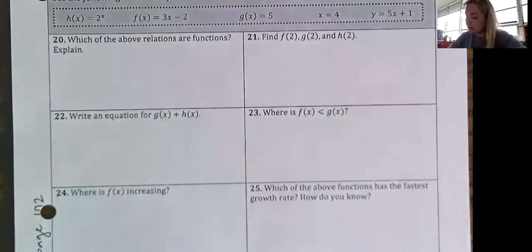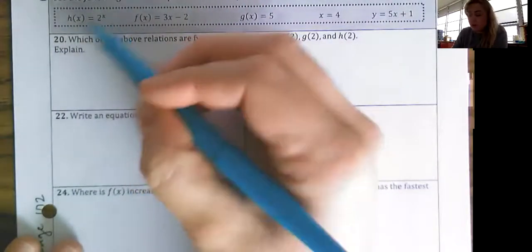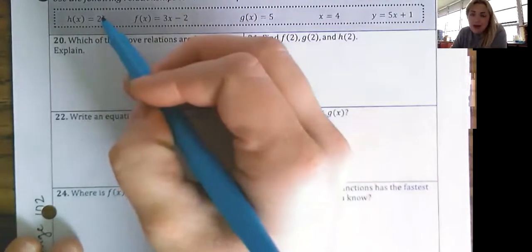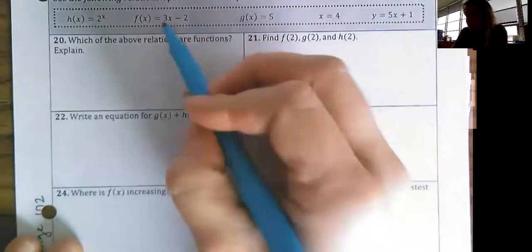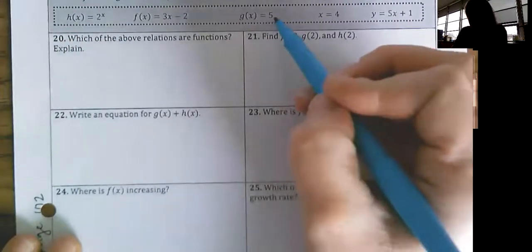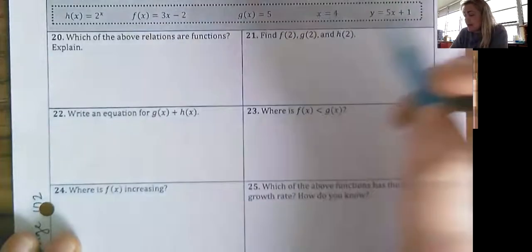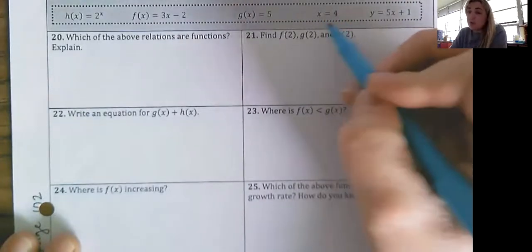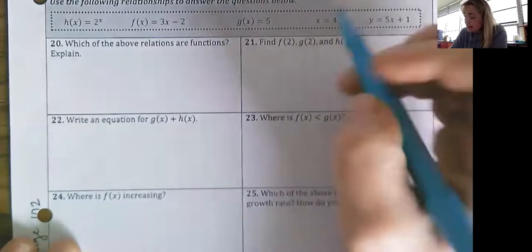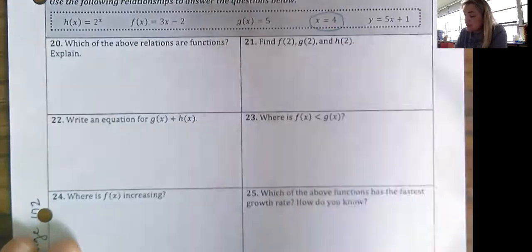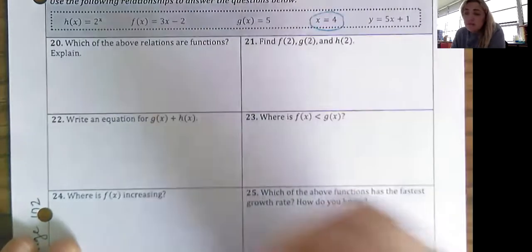Okay, on problem number 20, explain which of the above relations are functions. All of these are functions when every input gives one output. So right here, every exponent would give one output. Every input here would give one output. This one is always just giving the output of 5, that's fine. This one though, the input's always 4. That poses an issue. Since the input is always 4, 4 can give so many different outputs.